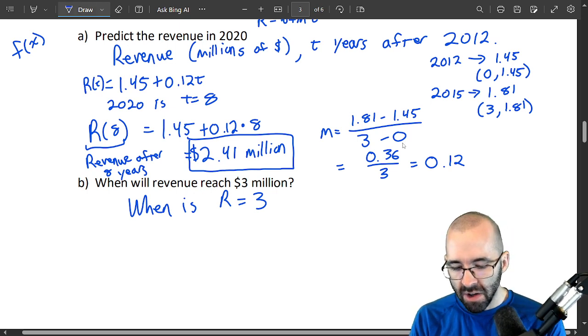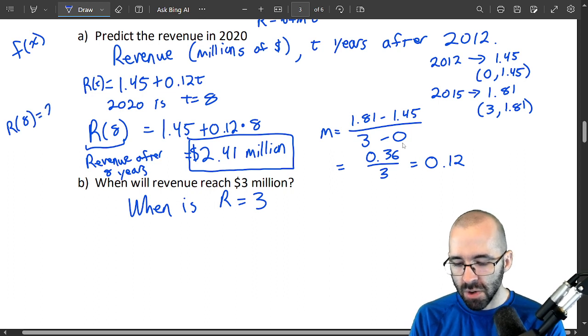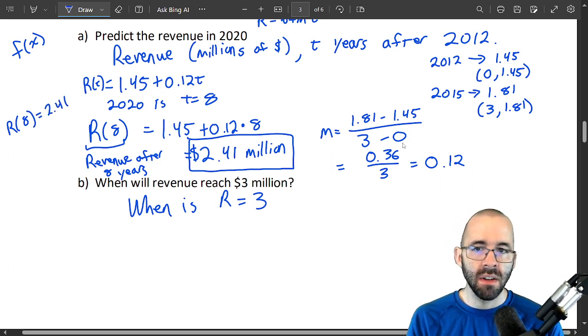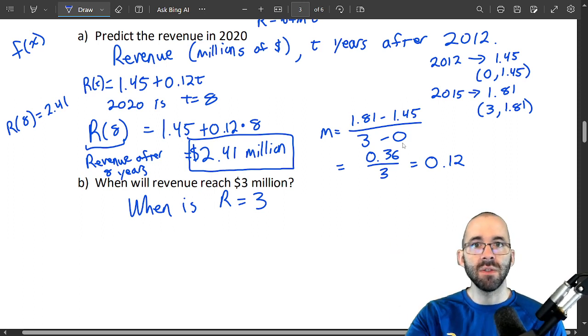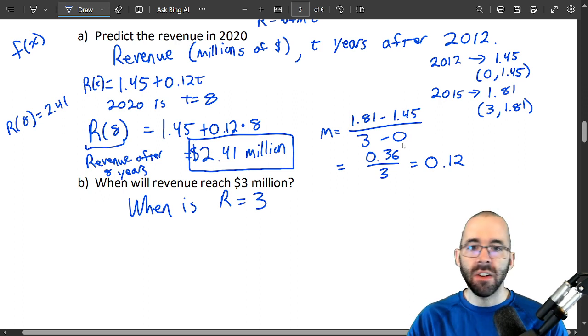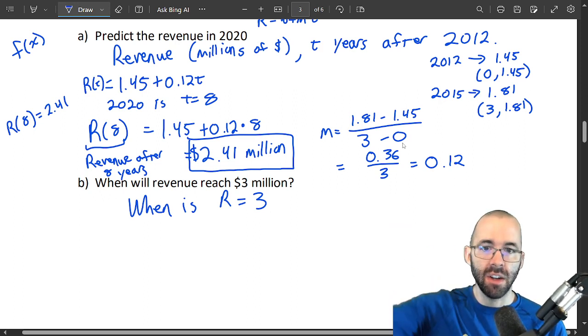So again, we know the revenue. We found the revenue after 8 years was $2.41 million. So if it's growing every year, our answer should be after 2020, right? If after 8 years it was 2.41 million, we're curious, when is it going to be 3 million? Well, it should be some future time because we're growing every year.